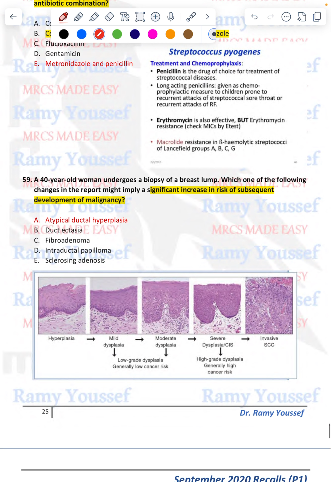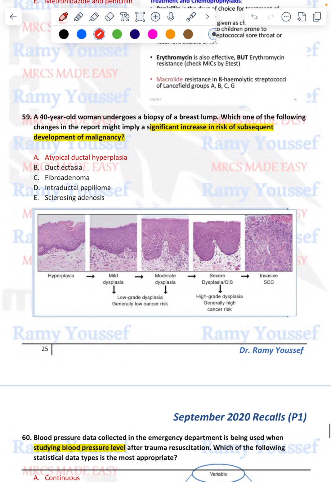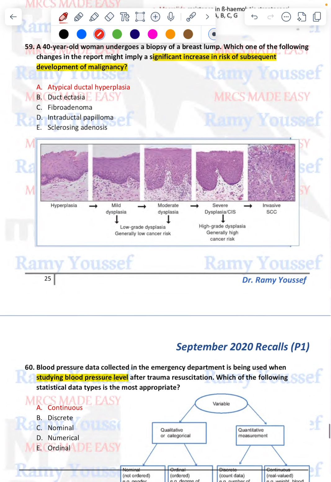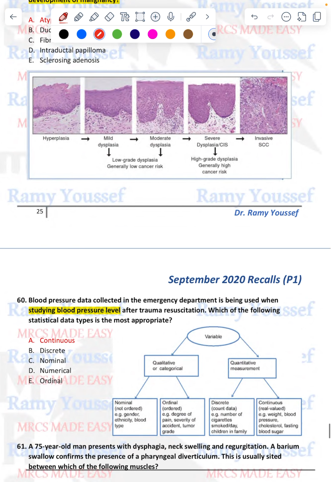Atypical ductal hyperplasia. Blood pressure data collected in the emergency department is used when studying blood pressure levels after trauma. Which of the following statistical data types is most appropriate? So continuous. Now, how is this? Variable: qualitative, quantitative. Nominal, ordinal, or it is also called categorical.